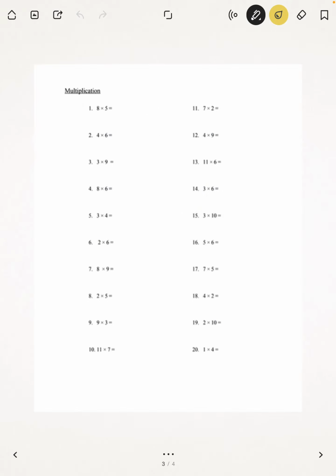Okay, multiplication. Okay, 8 times 5, which basically means 8 plus 8 plus 8 plus 8 plus 8, or 5 plus 5 plus 5, 8 times. Or you could draw like 1, 2, 3, 4, 5, and then 8 in each. And if you count all those up, it goes to 40.